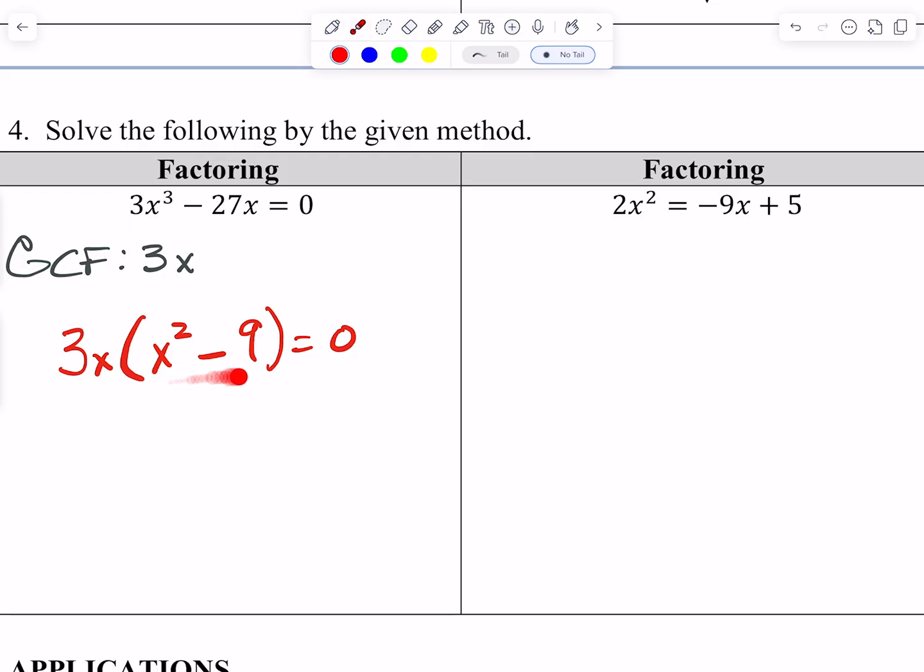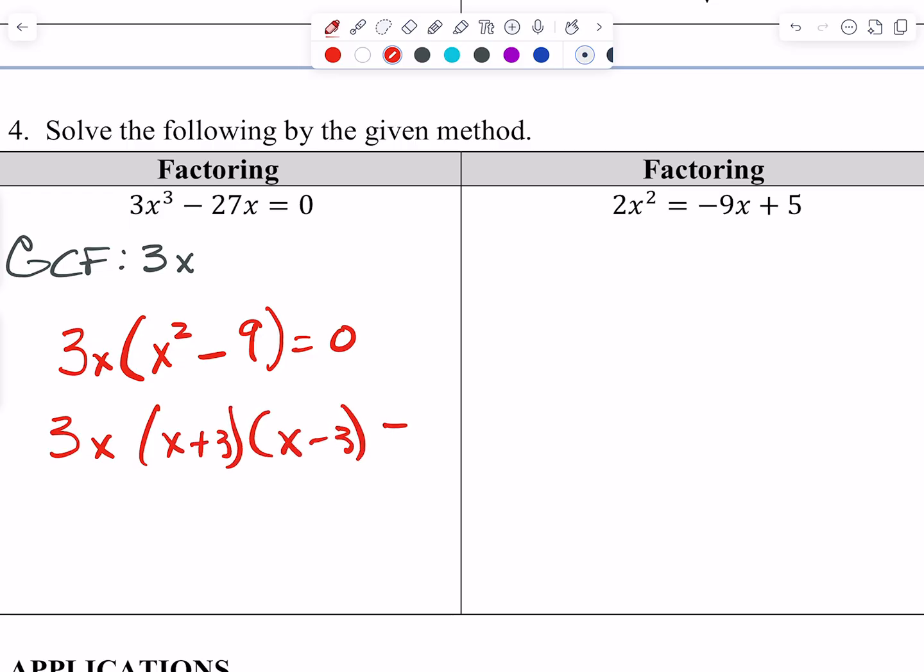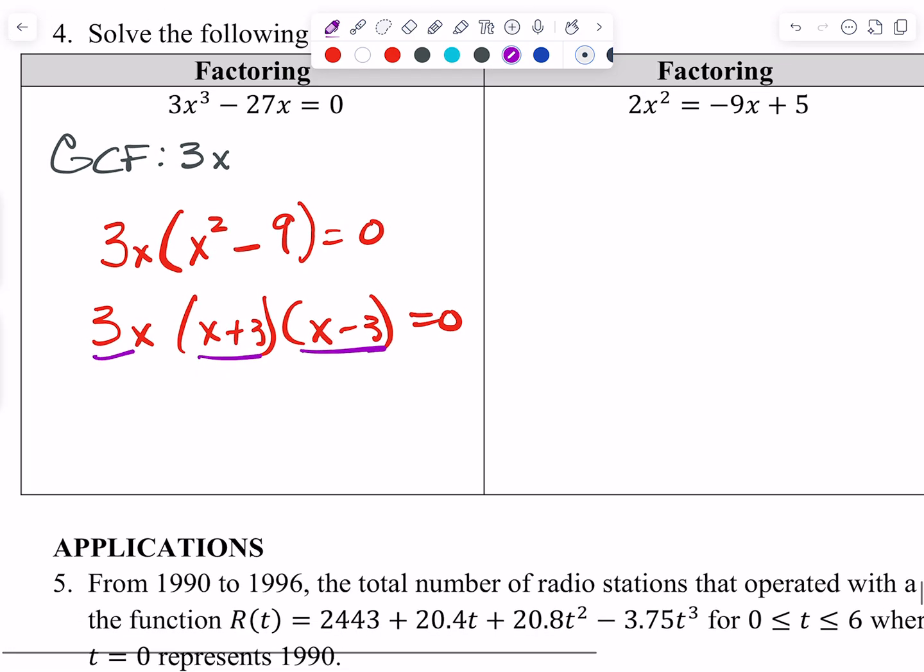Now this one has 2 factors. Actually, nope, I lied. Well, yes, kind of. This can still be factored. We can use the difference of squares. So then this would be 3x. And then this would be x plus 3, x minus 3 equals 0. We now have 3 factors. And we're going to set each factor equal to 0.